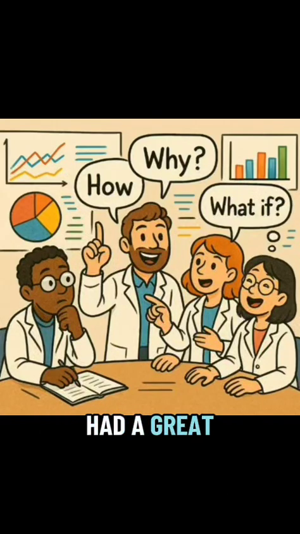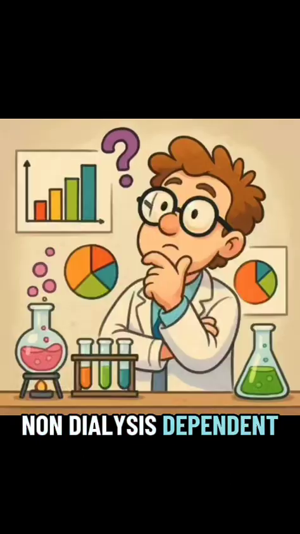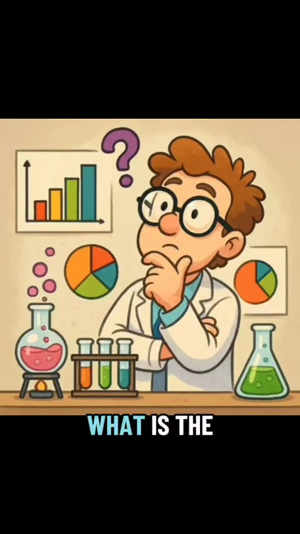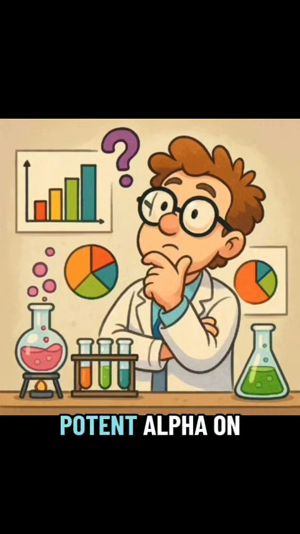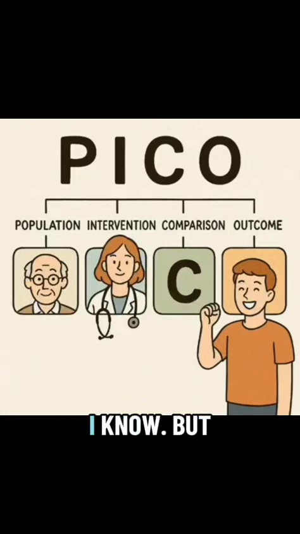The source material had a great clinical trial example. Yes, it did. The question was, in patients with non-dialysis dependent chronic kidney disease and anemia, what is the effect of vadadustat versus darbepoetin alpha on major adverse cardiovascular events? It sounds super specific, I know. Yeah. But look how perfectly it maps.